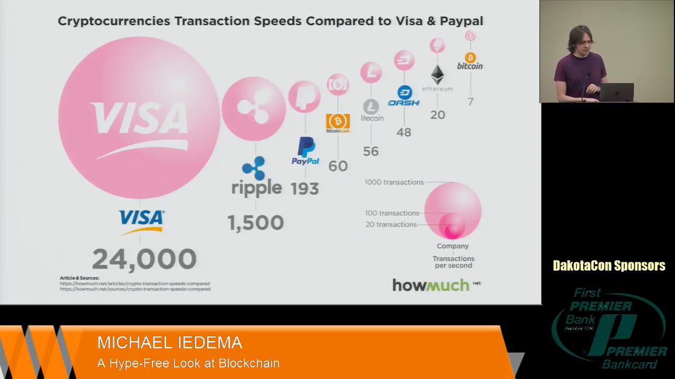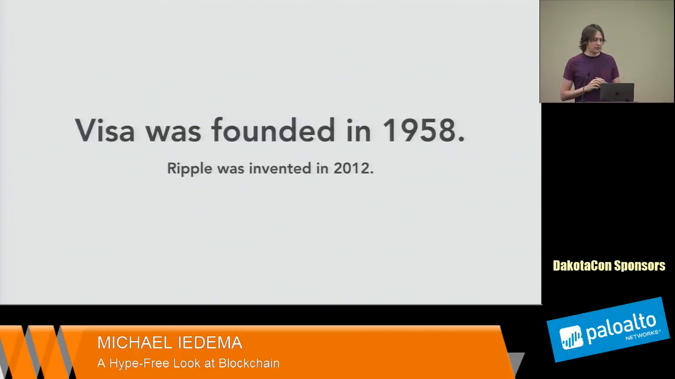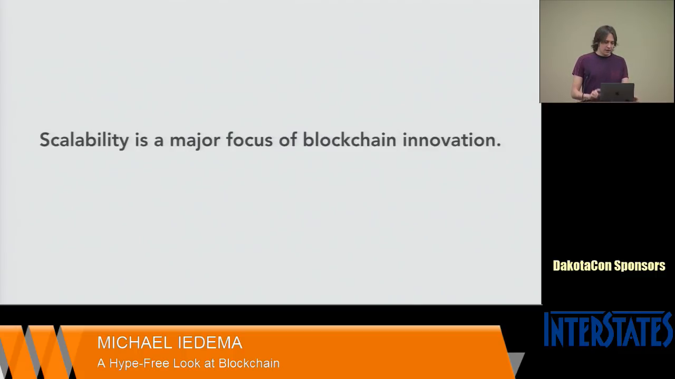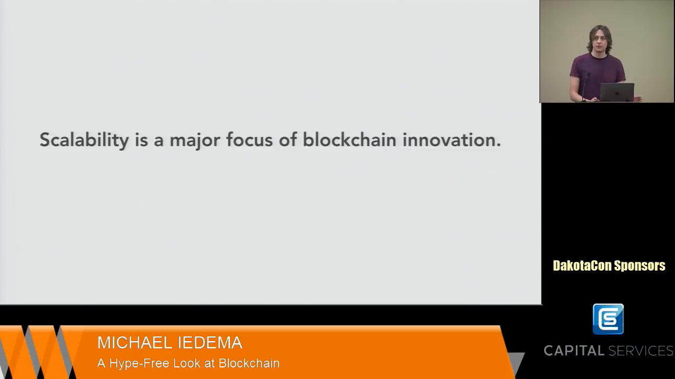But there's an important thing to keep in mind. Visa was founded in 1958. It's had a while. They've had some time to figure out how to make this really fast. Ripple was invented 6 years ago with a technology that was only available 10 years ago. So, you know, cut them a little bit of slack. They'll probably figure it out. This is the major focus of blockchain innovation right now, is how to scale this. How do we maintain consensus, provable consensus, and still scale it up?